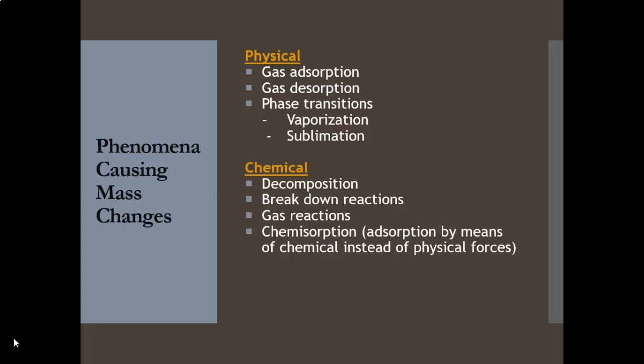And now we look at the phenomena that cause mass changes. First, the physical phenomena involve gas adsorption, gas desorption, and phase transition, either vaporization or sublimation. Gas adsorption is the addition of atoms, ions, or molecules from a gas, liquid, or dissolved solid to a surface. So it attaches to the surface of the particle that you want to test. In this process we create a film of the adsorbate on the surface of the adsorbent.